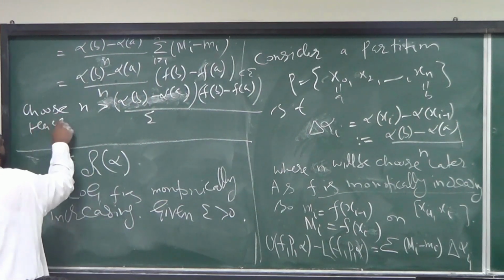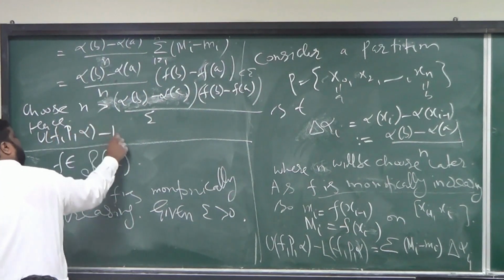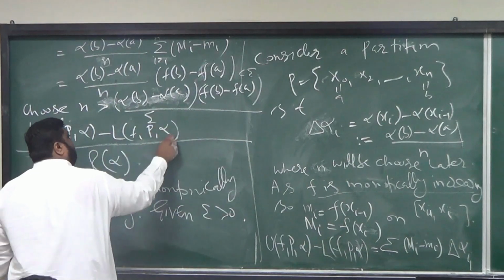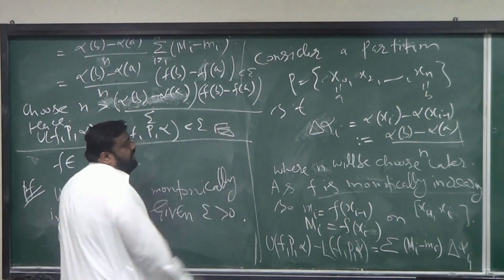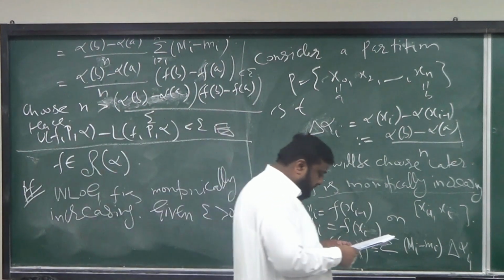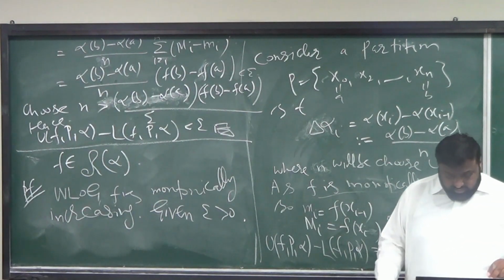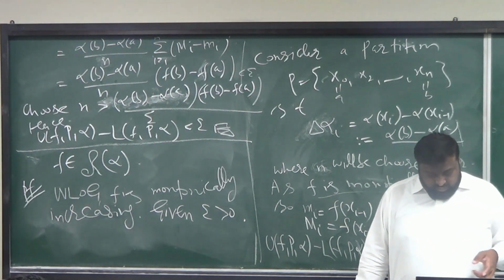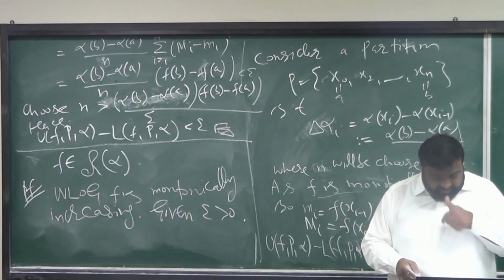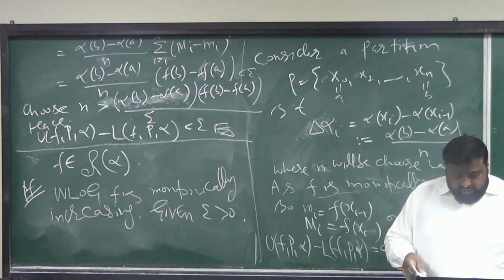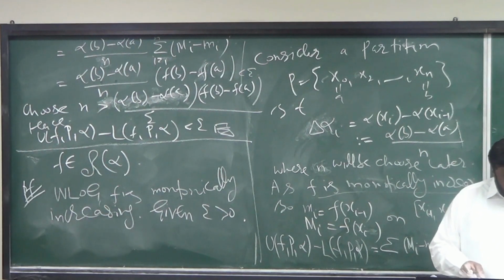Hence, for this choice of n, you're going to have the upper sum U(f, P, alpha) and the lower sum L(f, P, alpha) smaller than this. Okay? Does it make sense?